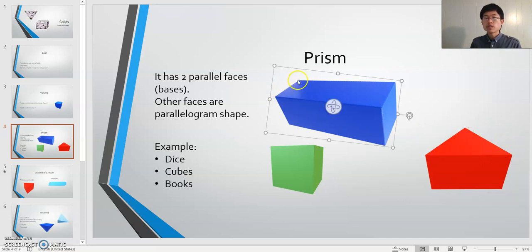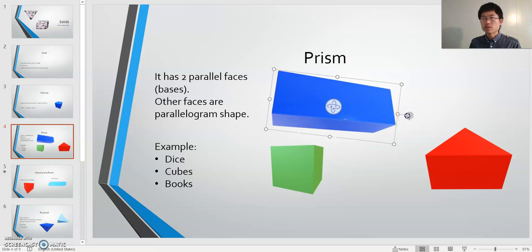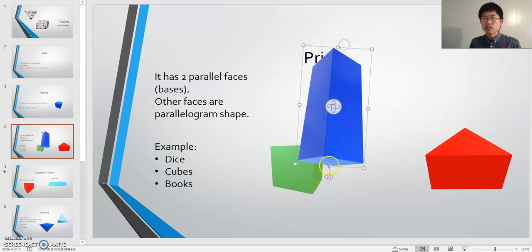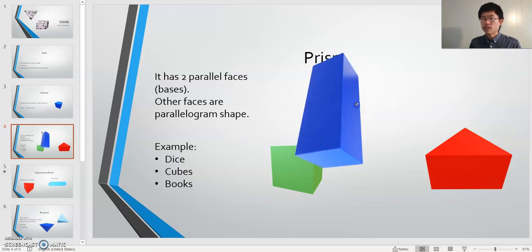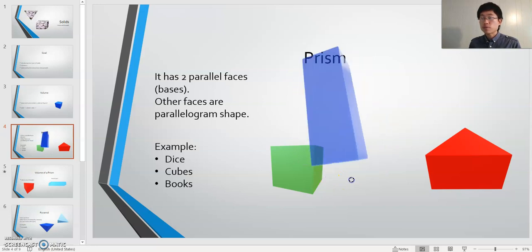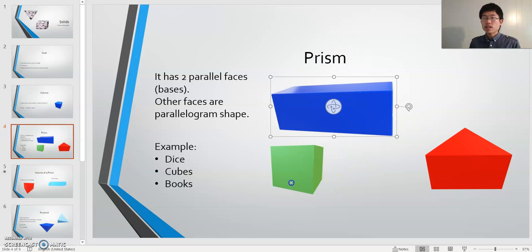So this one will be a rectangular prism. It has a rectangle on the base. Here's the top, and you can see here's the bottom. I know you might be thinking, hey, what about this way? Look, this as a base, this as a base. Yeah, you can do that. It looks like a square though. Yes, but it's still a rectangular prism.